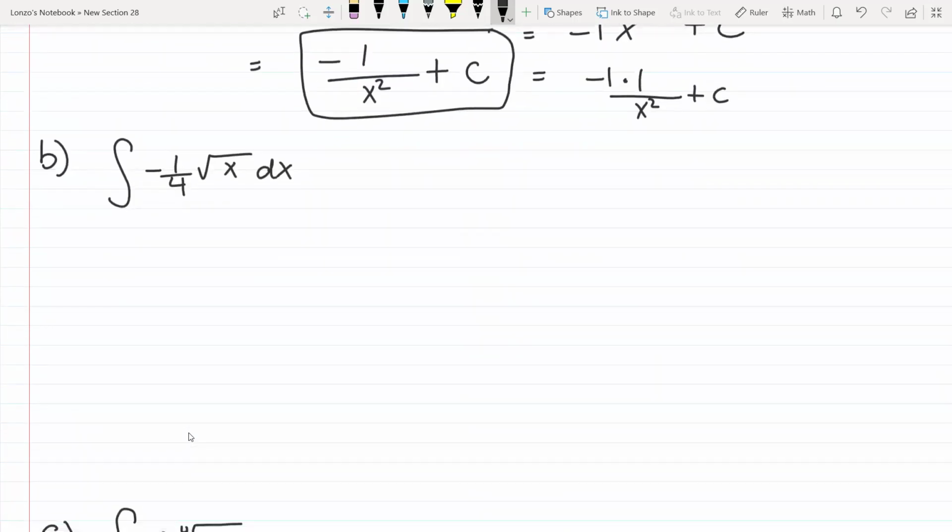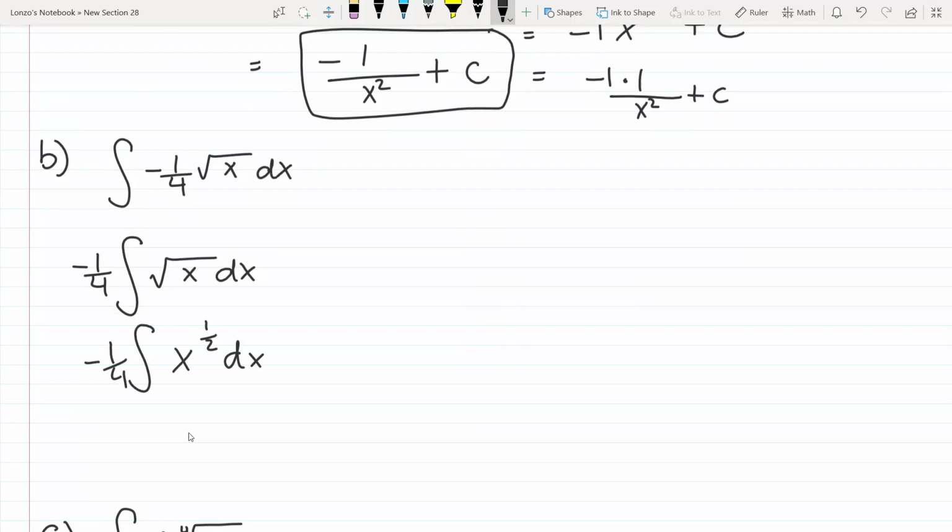B. So -1/4 is a constant, so take that out. Then what I would do is, I guess, what is the integration of the square root of x? I guess I could rewrite it as a power. So what is the integration of x to the 1/2?